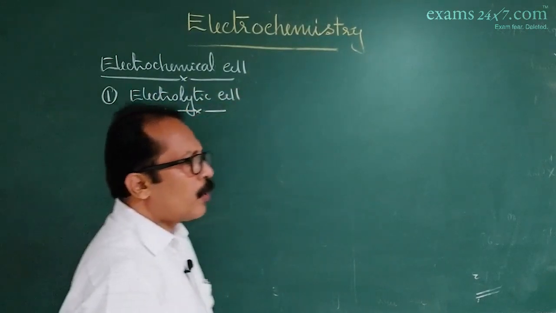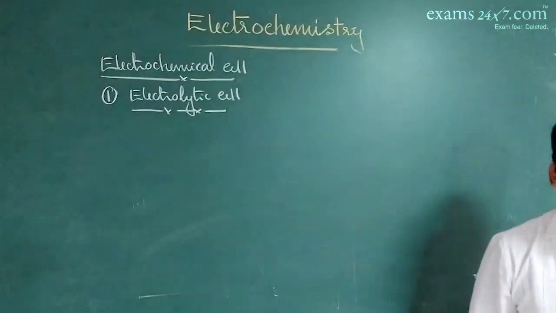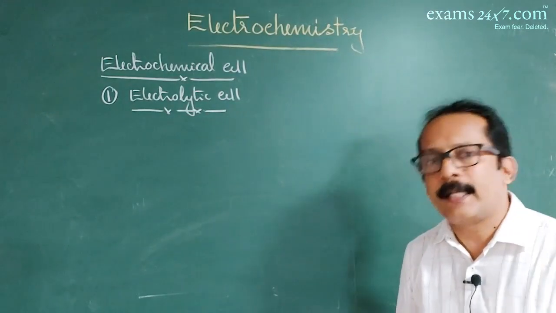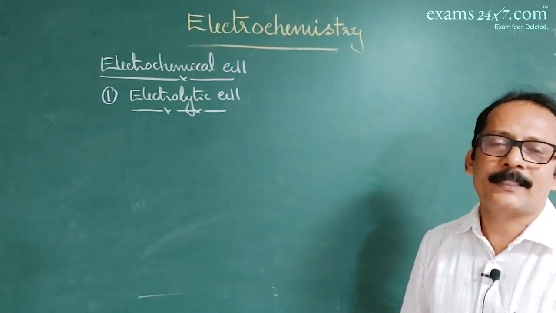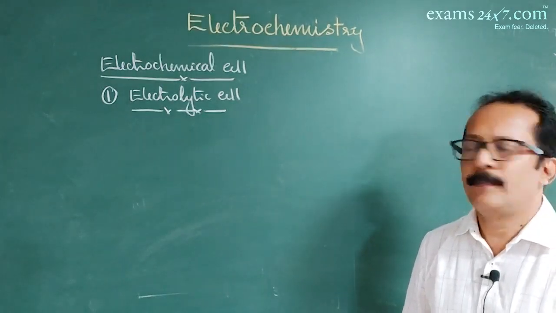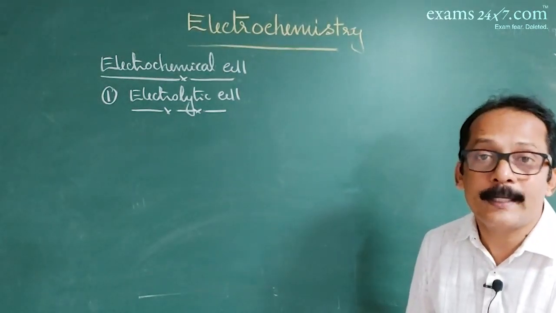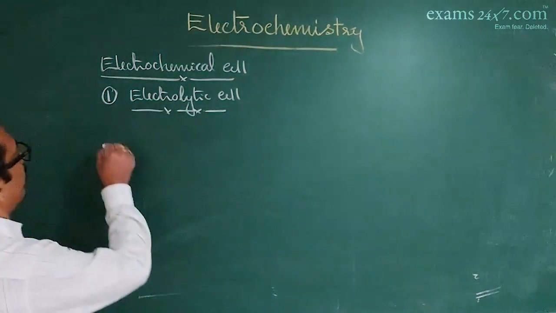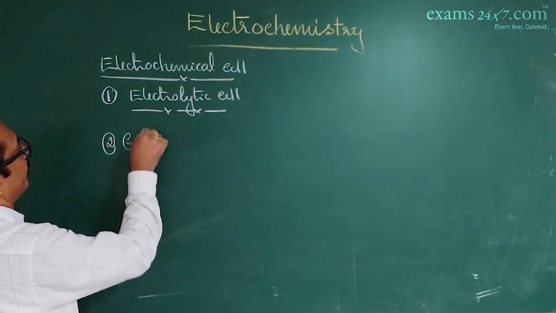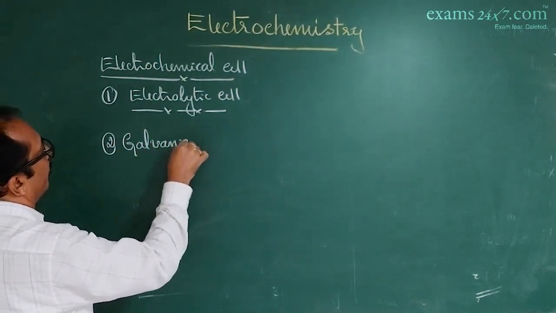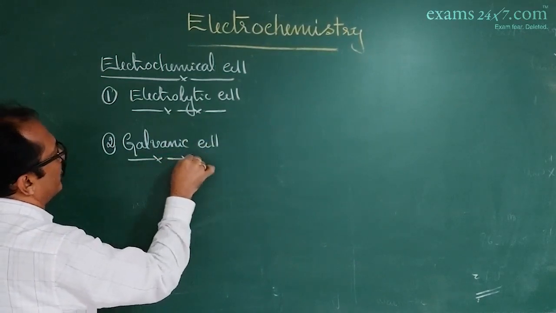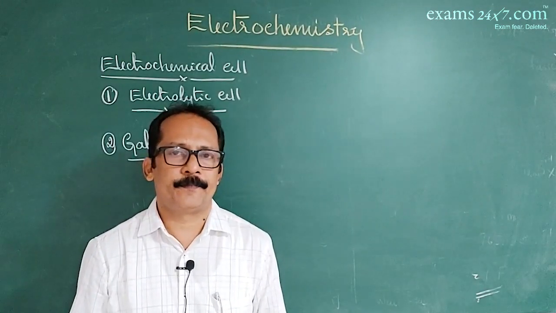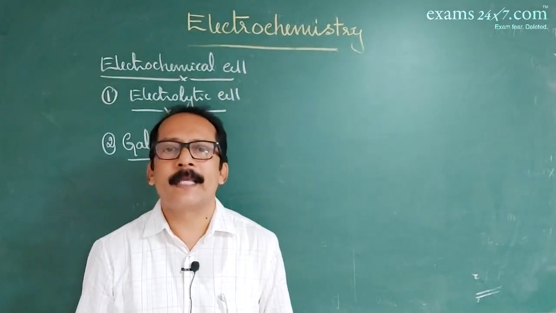Now, what is called an electrolytic cell? These are the cells which convert electrical energy to chemical energy. That kind of cell is called an electrolytic cell. And one more, the galvanic cell. This is the device which converts chemical energy to electrical energy spontaneously. That device is called a galvanic cell.